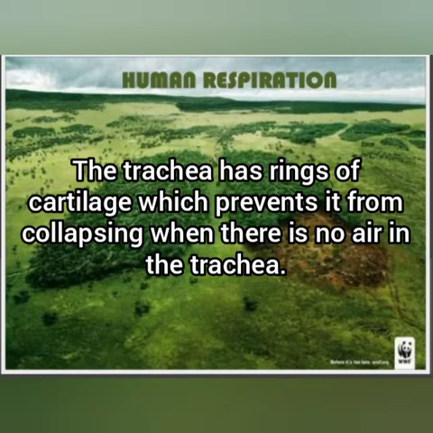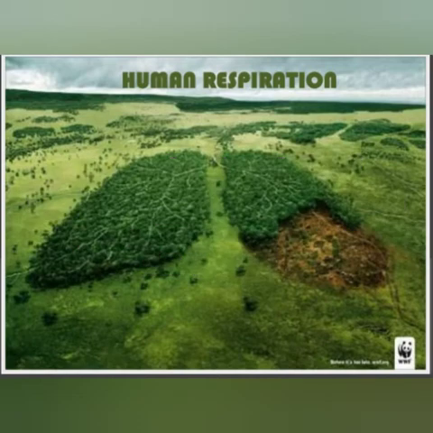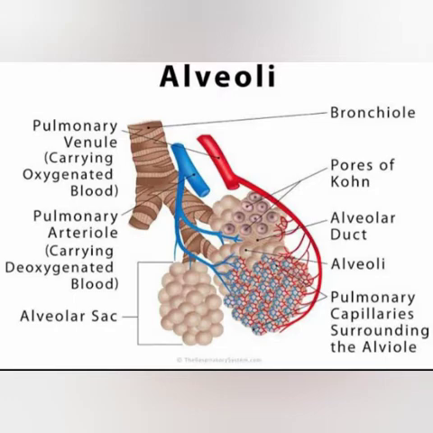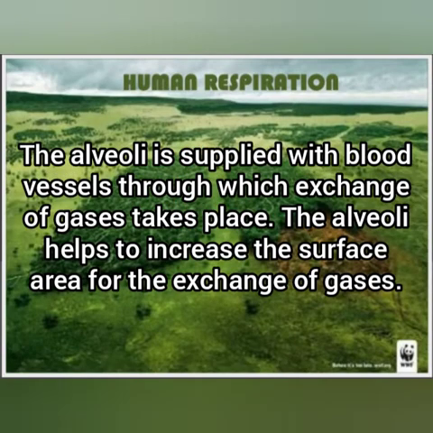The bronchi divide into smaller tubes called bronchioles, which end in tiny air sacs called alveoli. The alveoli are supplied with blood vessels through which exchange of gases takes place. The alveoli help to increase the surface area for the exchange of gases.